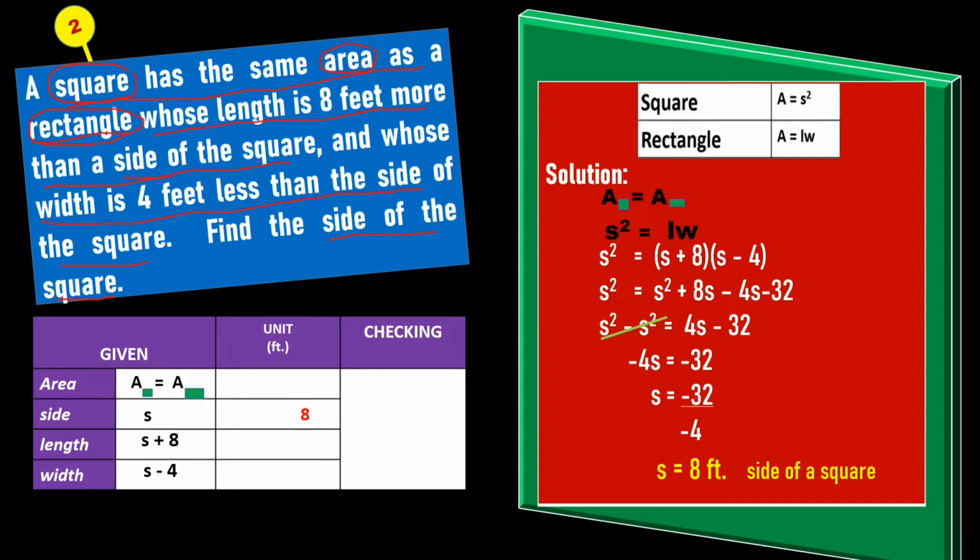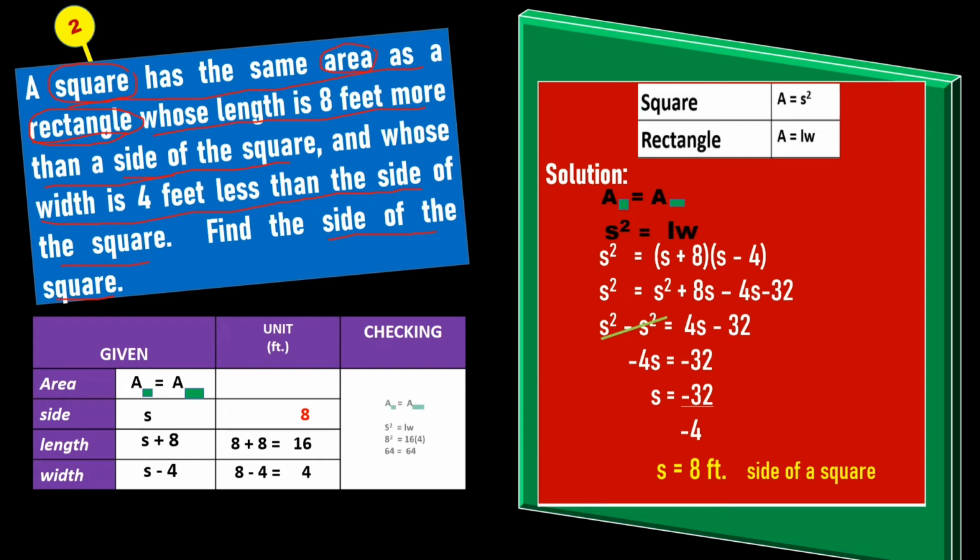So to find the value of the length, substitute the value of S here. So 8 plus 8 is equal to 16. And the width, 8 minus 4 is equal to 4.